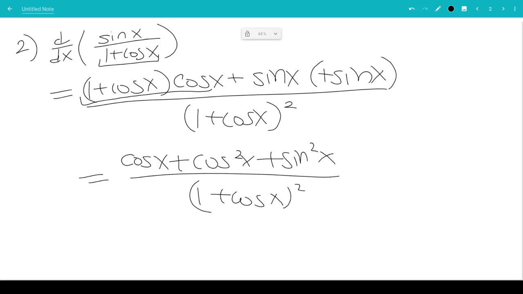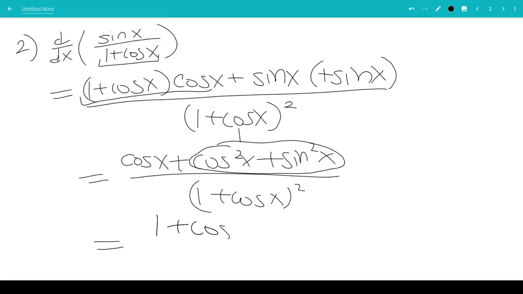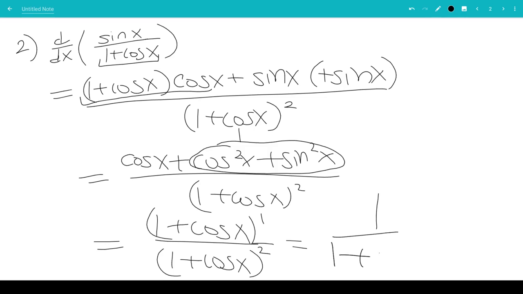squared. So this is pretty nice because this is just 1. So that's 1 plus cosine x over 1 plus cosine x all squared. So this is to the first power, this to the second power, so you end up getting 1 over 1 plus cosine x to the first power. And that is the answer to the second question.